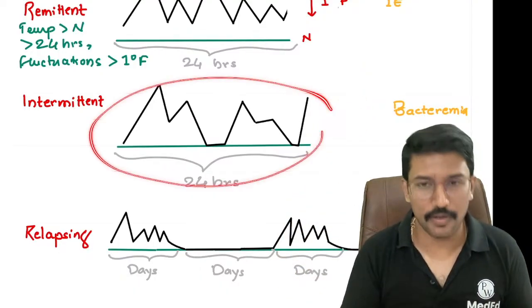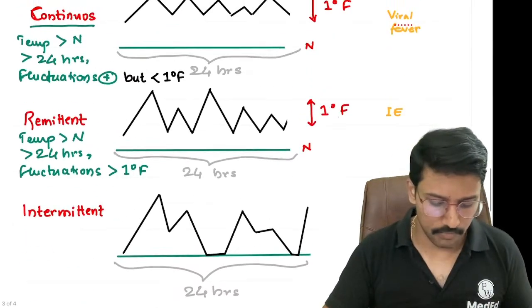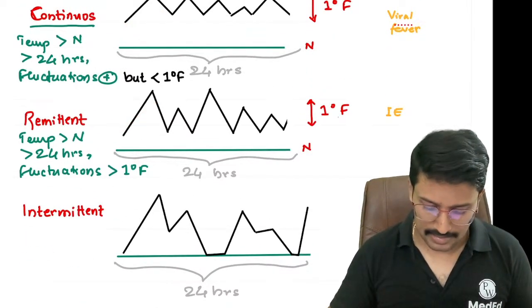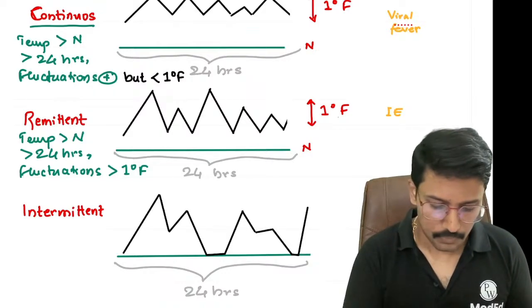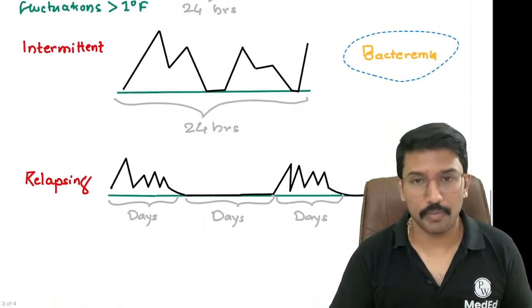So this is the kind of graph that when you go to wards, your sisters will show you. That's the routine now. Rarely we would be seeing these graphs because we have antipyretics today. A classical example for this intermittent pattern of fever is bacteremia. Now what do I mean by bacteremia?